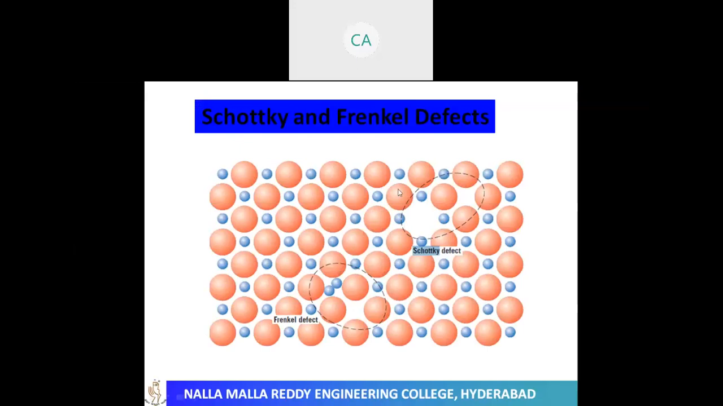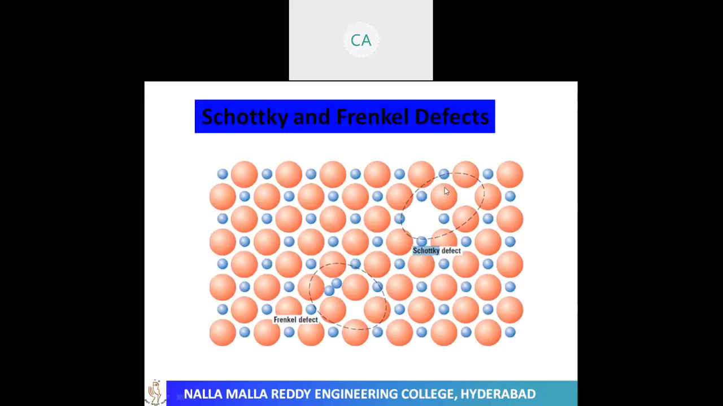Now, let's see Schottky defects. The cations and anions in equal numbers are missing from the crystal. Why in equal number? It is just to maintain the electroneutrality of the crystal.